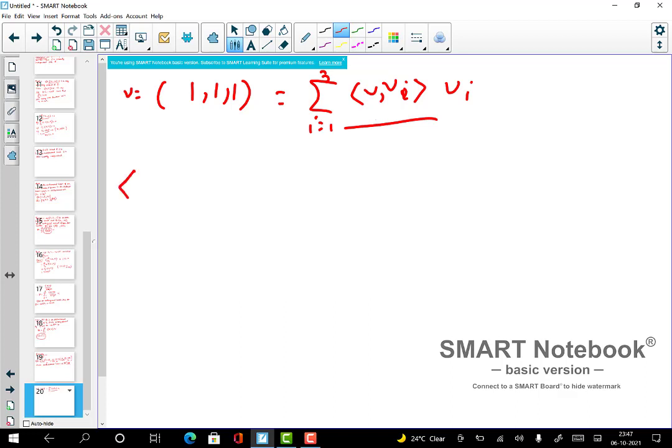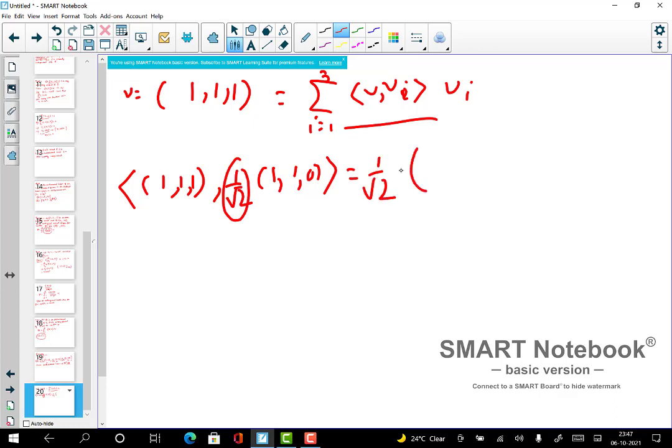So you compute the first coefficient: the inner product of (1, 1, 1) with the first one, which was 1 by root 2 into (1, 1, 0). But this is a real number, right? So the computation will be the same. This one is 1 into 1 plus 1 into 1, so this is 2. So this is nothing but 2 by root 2. So this is your first coefficient, right?